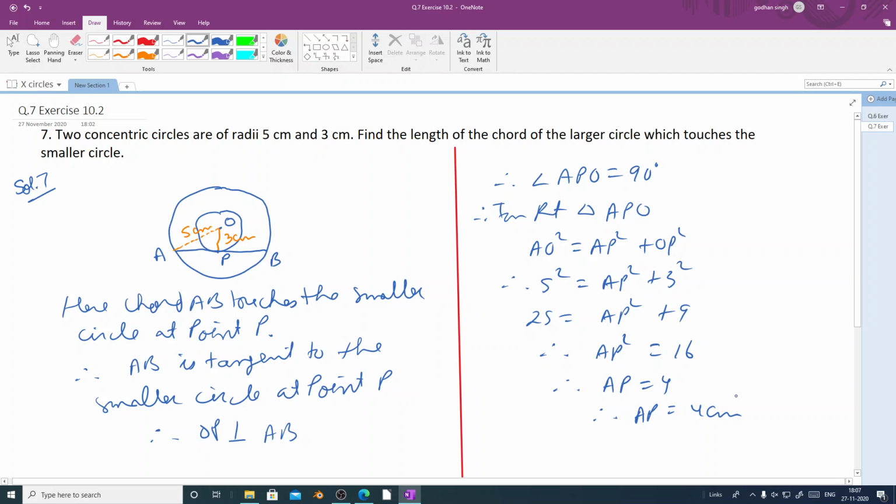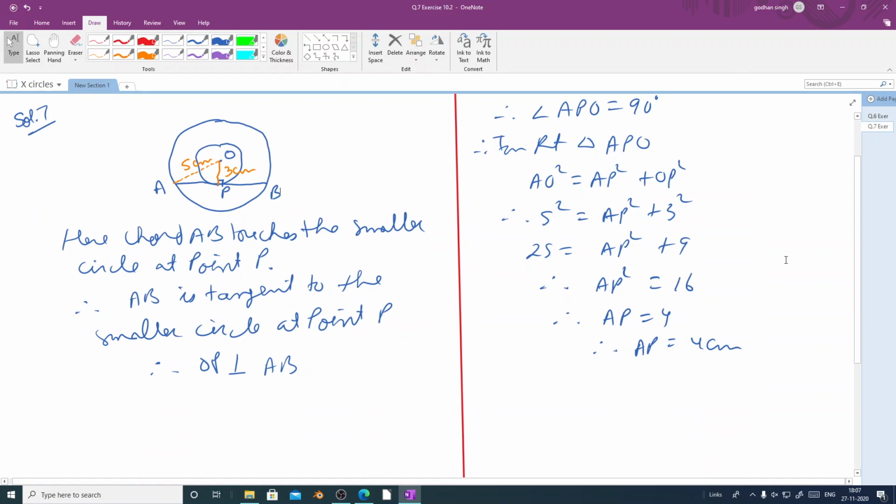Now, we know that if we draw a perpendicular from the center of any circle, then it bisects the chord. Here O is center for both the circles. So this is perpendicular here. So what we can say is that OP will bisect AB. Here OP is perpendicular to AB. Therefore, we can say that AP is equal to PB. But what is AP? Therefore, we can say that AP equal to PB equal to 4 centimeter.